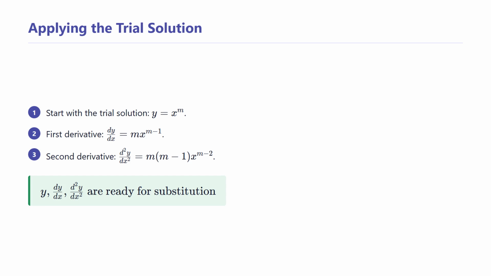Let us apply our trial solution to this second-order equation. We're given the trial solution, y equals x to the power of m. We need to find the first and second derivatives to plug them into our differential equation. The first derivative is m times x to the power of m-1. Taking the derivative again gives the second derivative, m times m-1 times x to the power of m-2. We now have all the pieces required to substitute back into the main equation.